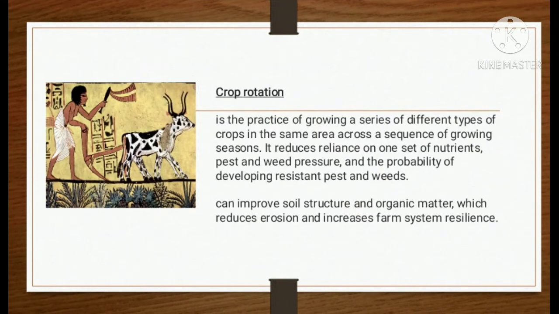Crop rotation. Crop rotation is the practice of growing a series of different types of crops in the same area across a sequence of growing seasons. It reduces reliance on one set of nutrients, pest and weed pressure, and the probability of developing resistant pests and weeds. Crop rotation can improve soil structure and organic matter, which reduces erosion and increases farm system resilience.